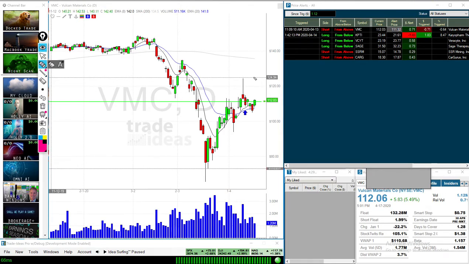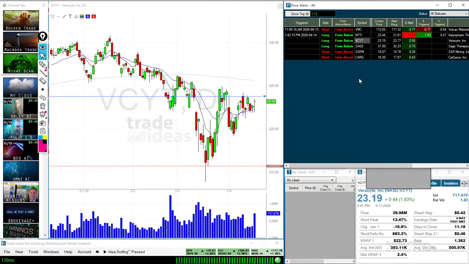Kind of the synopsis was playing off this kind of topping tail after this long push up. I just wanted to see if we were going to maybe make a pullback to 110 or 100 around there. Didn't happen. We just kind of chopped around, and it cost about 71 cents there, but that's okay.